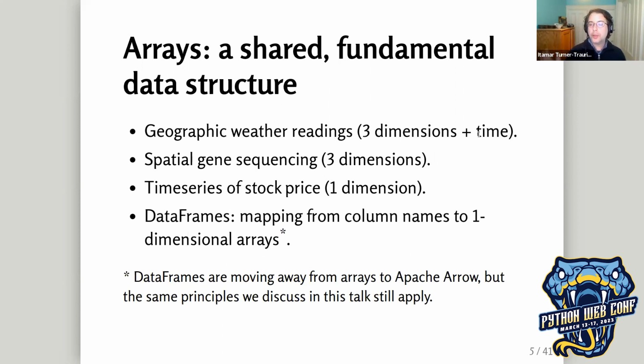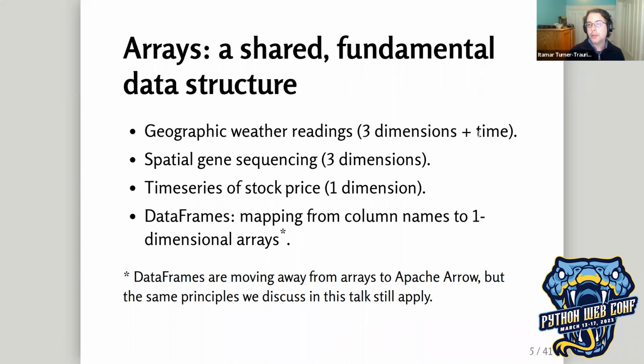To scope the discussion, the area this talk is going to cover: think about geographic weather readings, where you have all these sensors scattered in space, maybe in clouds, and some on the ground, and you're measuring temperature, air pressure, and humidity, and you're doing this over time. You can do spatial gene sequencing. You have this tiny tissue sample, and you're shooting lasers at it and taking photos, and you get this 3D image of where the genes are expressing.